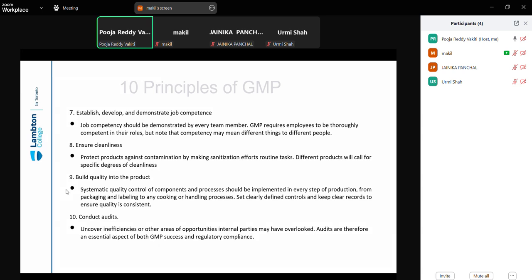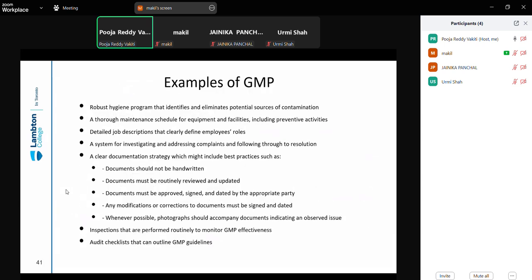With this, examples of good manufacturing practices, we can learn more. So the GMP provides a hygiene program. It helps in identifying and eliminating potential sources of contamination, and it regulates thorough maintenance for equipment and facilities, which even includes preventative activities. Then it provides detailed job descriptions that clearly define the employees' roles, employers' roles, and supervisors' roles, and it provides a system for investigating and addressing complaints, and also provides a resolution.